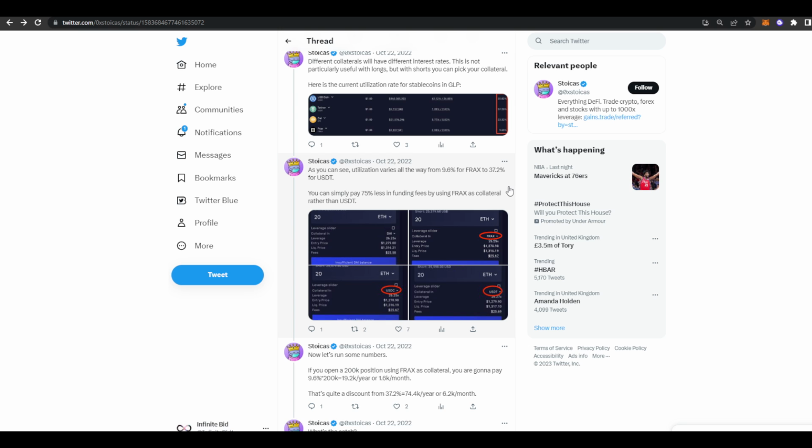So that's something that you'll have to keep in mind when using GMX, is that these funding rates can vary wildly depending on utilization, and that if you see USDT or USDC being used a lot as collateral there, you might want to switch off to something like DAI or Frax. I think for the most part, Frax is always going to be the lowest utilization because not a lot of people use Frax as base collateral anywhere.